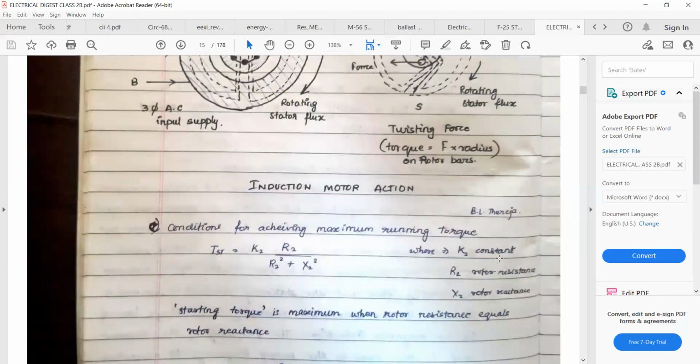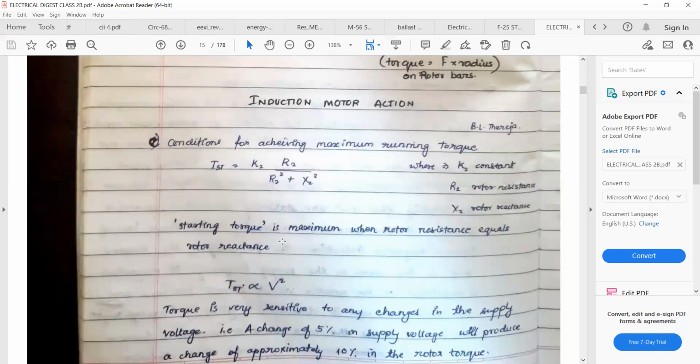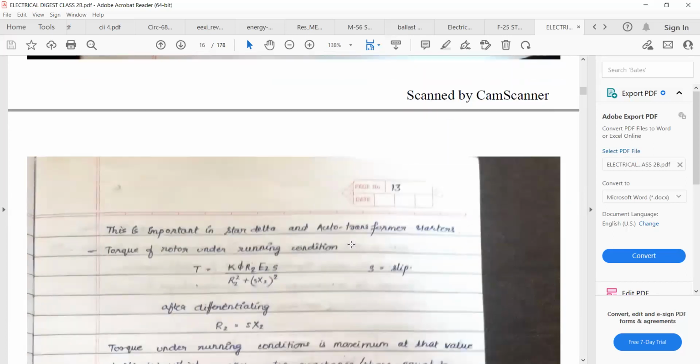Condition for achieving maximum running torque: T synchronizing will be K upon R2 plus R2 square plus X square. Even if you are not going to write all this formula, it's okay, no problem. Starting torque is maximized when the rotor resistance is equal to the rotor reactance. Torque is very sensitive to any changes in supply voltage. A change of 5% on supply voltage will produce a change of approximately 10% in the rotor torque.